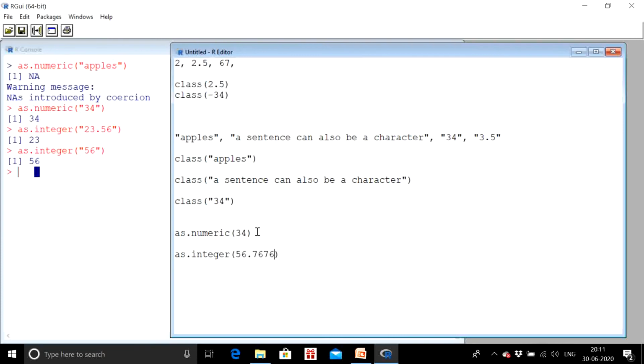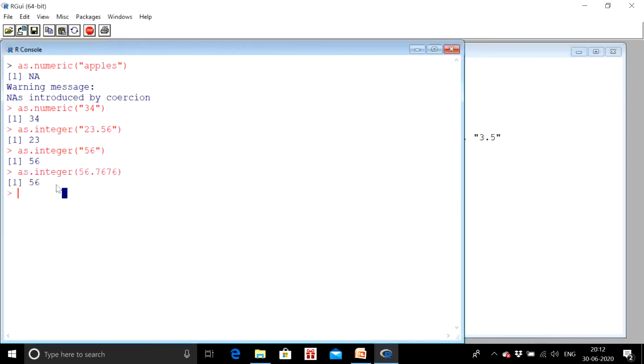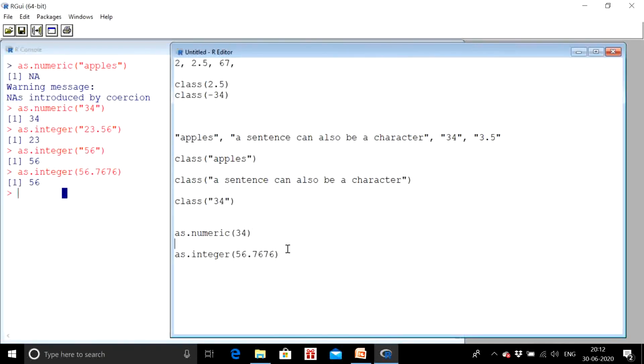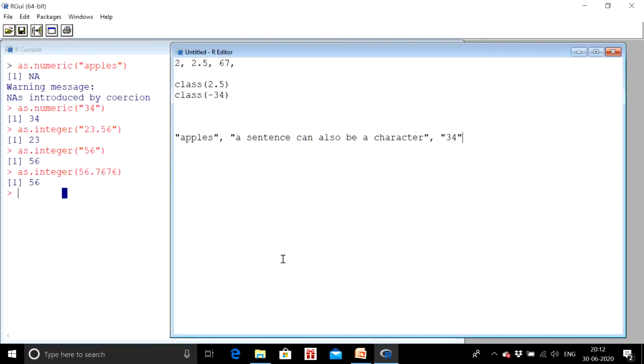See, 56.7676, I executed. This is a number I am inputting. This is actually numeric since I didn't put any quotes. Executed. See, it is only showing the whole number part. Okay. So guys, this was all about characters and integers and numeric data types. Let us come to the logical ones. Let me clear this, and I hope you remember what happens when you try to convert a character to numeric. It gets converted into a missing value.